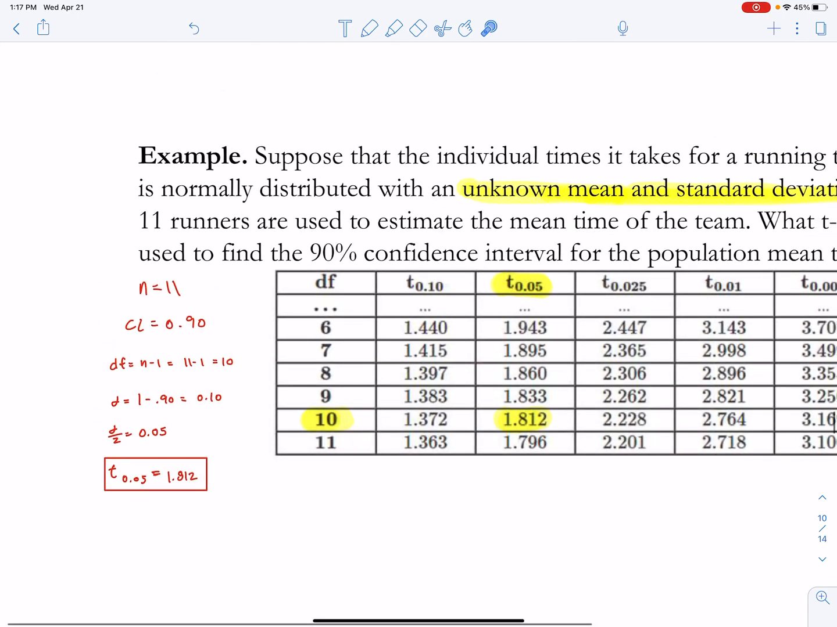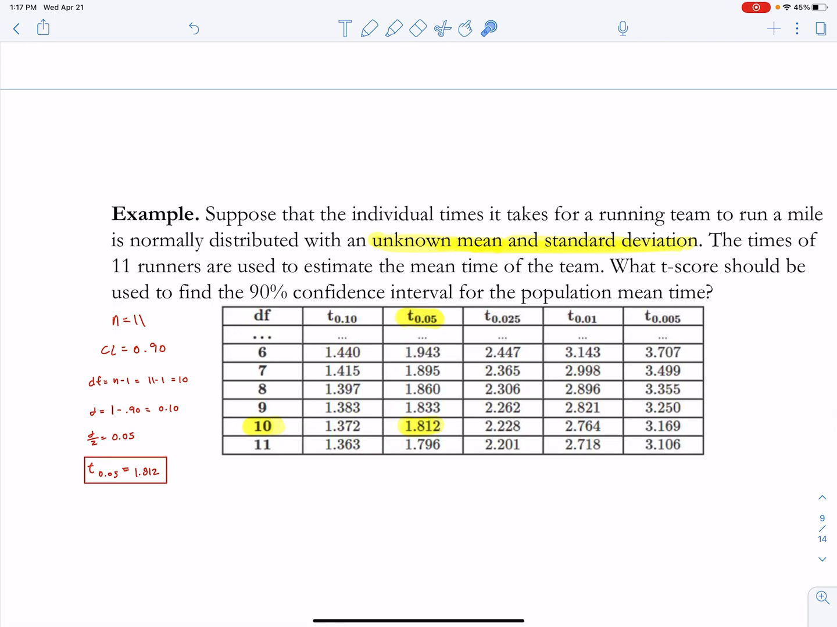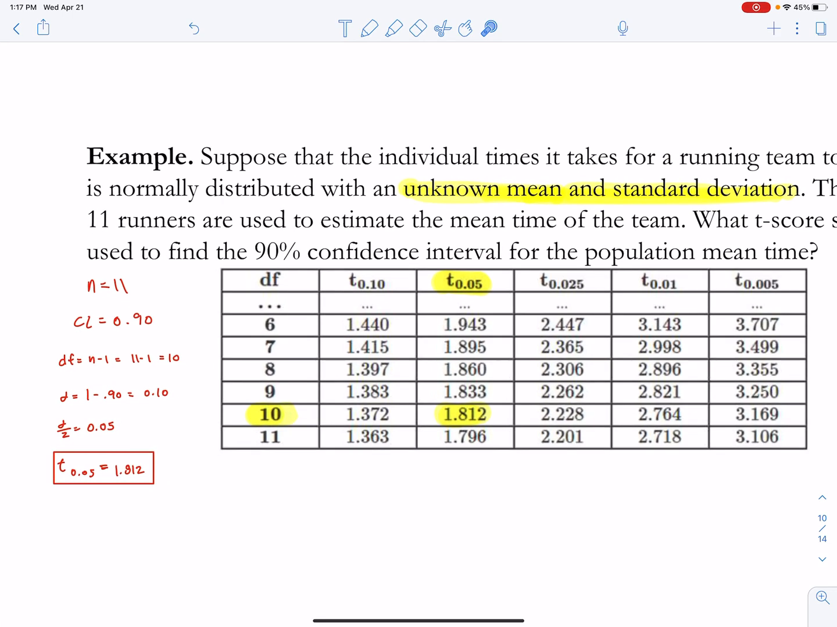Well, I need to find what my t is. I need to find what my t-score is. To get that calculation and find it within the chart, what I need to do is calculate my alpha first. To calculate your alpha, it is 1 minus your confidence level. So 1 minus 0.90, and I get 0.10. Once we do alpha divided by 2, you'll get 0.05.